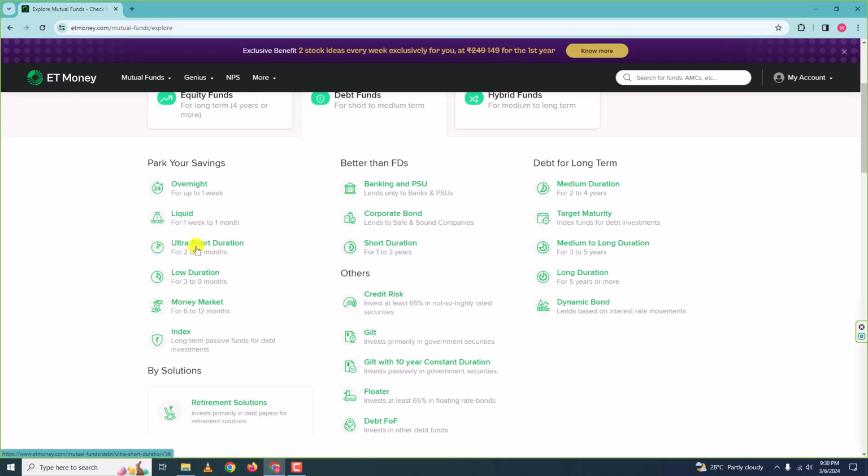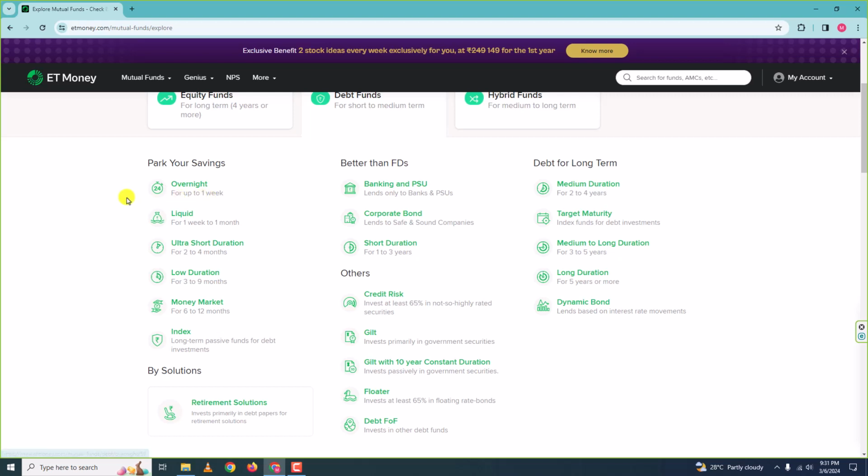Okay, and in the same way we have ultra short duration funds, we have low duration funds, we have money market funds, we have medium duration funds, medium to long duration funds, and long duration funds. Okay, all these vary in duration. But what you must understand is the time duration for which you want to invest, and that is given here.